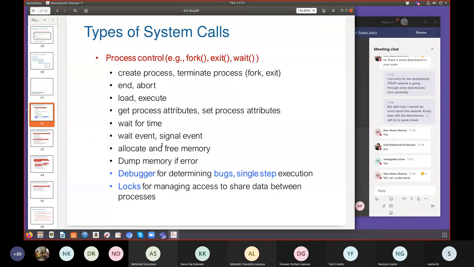The process wants to allocate and free memory. Till now, we have been doing this with malloc or calloc. But understand that somewhere the process needs to request the kernel to allocate some more memory. So there should be system calls for allocating and freeing memory. Then there is something called a debugger. Have any of you used a debugger like GDB? Any of you use that?